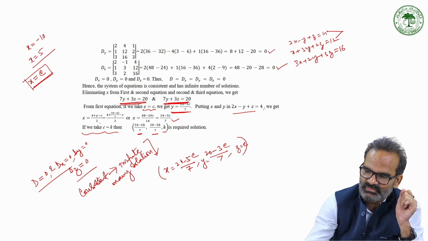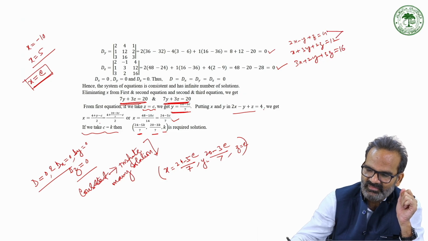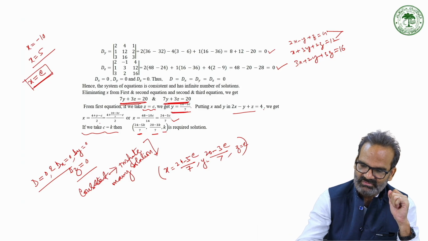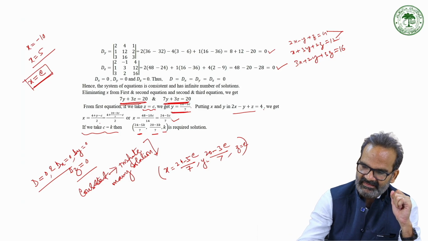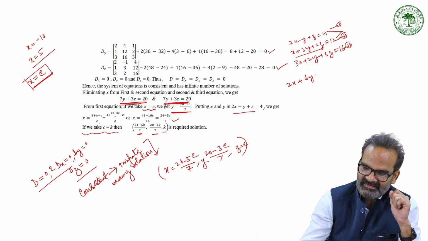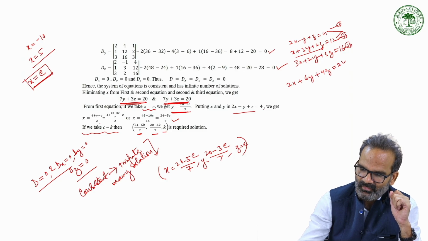So from these two equations, eliminate x. How will you eliminate x? Multiply this equation by 2. So what will you get? This is equation 1, this is equation 2, and this is equation number 3. Multiply this by 2, you will get 2x plus 6y plus 4z is equal to 24. This is equation number 3.